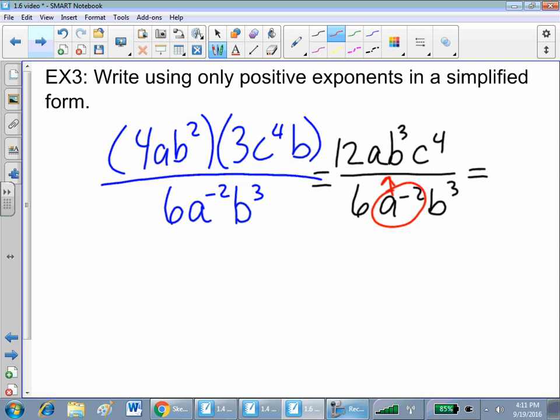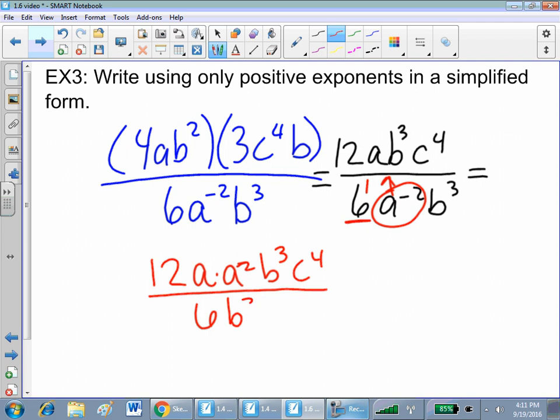Nothing else does. Also common misconception, we talked about this, but oftentimes people think that 6 should then move to the top because it is next to the A to the negative second power. But the 6 does not have a negative exponent. The exponent for the 6 is actually just a 1. Okay, so let's keep going. So I'm going to move that A to the negative 2 power to the top. So we already have an A to the first. Now we're going to have an A to the positive 2 power. Then we have B cubed, C to the 4th, all over 6B cubed.